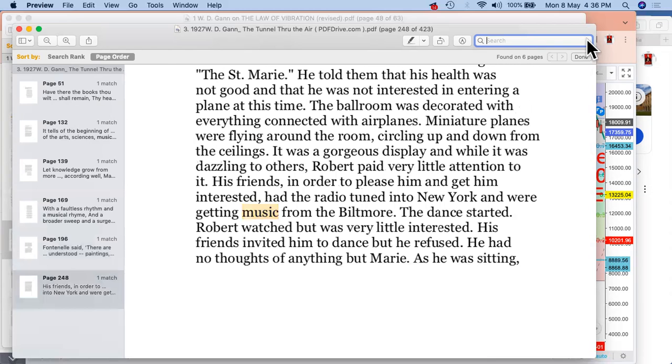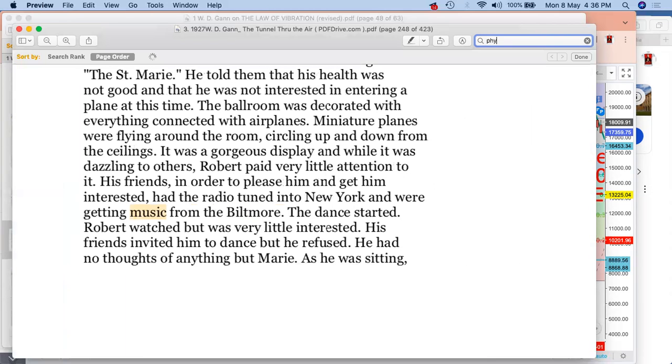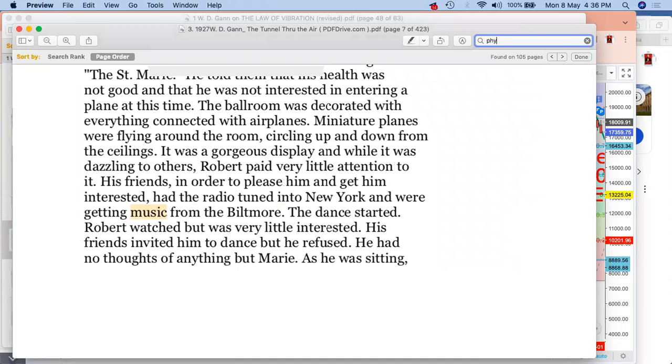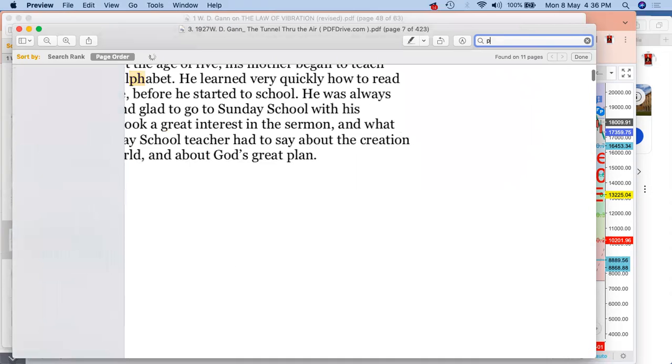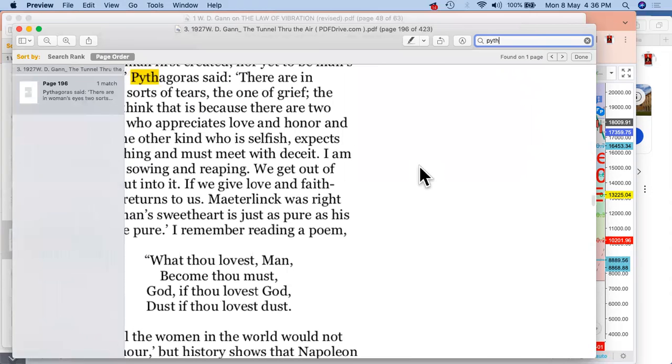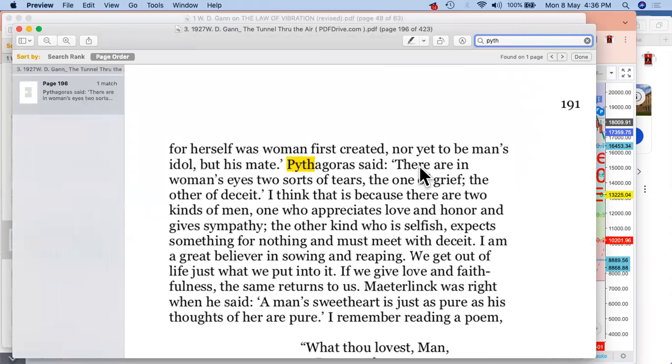We'll try to see one more very important thing that we need to explore. That is Mr. Pythagoras. So we'll try to see what Pythagoras has to say over here. This is page number 191. Pythagoras said, there are in woman's eye two sorts of tears, the one of grief, the other of decay, right? I think that is because there are two kinds of men. One who appreciates love and honor and gives sympathy. The other kind who is selfish, expects everything for nothing and must meet with tackle.